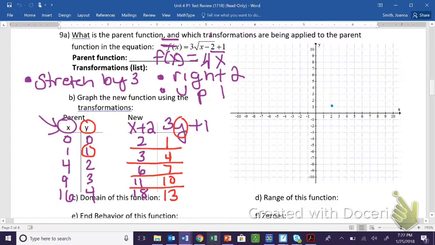3, 4. 6, 7. 11, we kind of have off the graph, but I'm going to go ahead and guesstimate where that is. And now I'm going to draw my line.